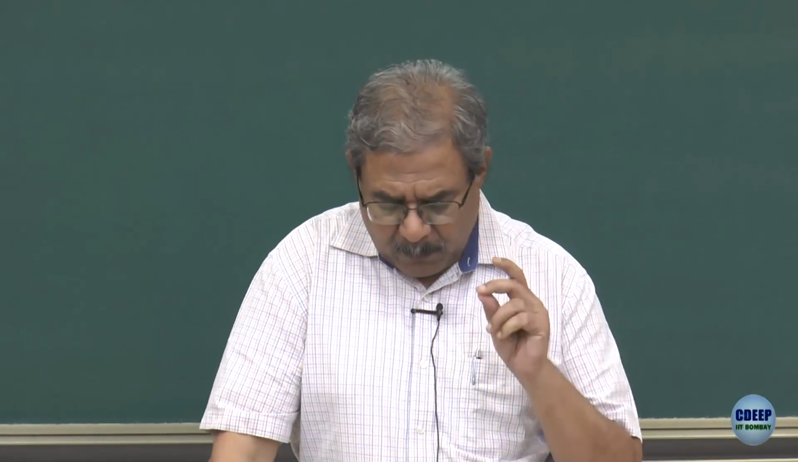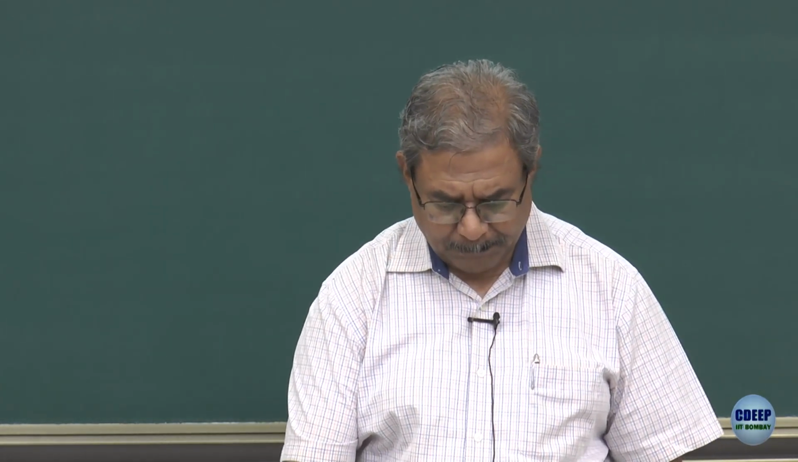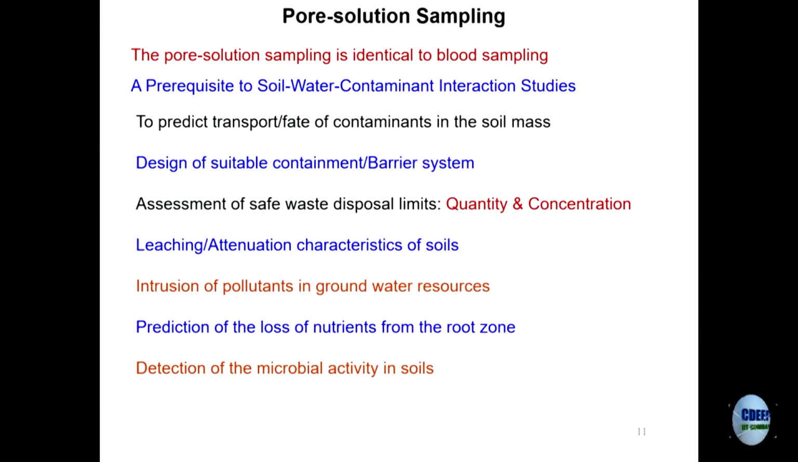So, I will just give you a quick idea about how pore solution sampling is done. Okay, we have talked about a lot today in the class, and there are several applications. Pore solution sampling is identical to blood sampling. If you want to understand how soil-water-contaminant interaction is taking place, you can do pore sampling. Then to predict the contaminant transport, pore sampling can be done from the source to the sink. You can have an array of samplers, take the samples, and then analyze them using ICP, GCMS and so on.